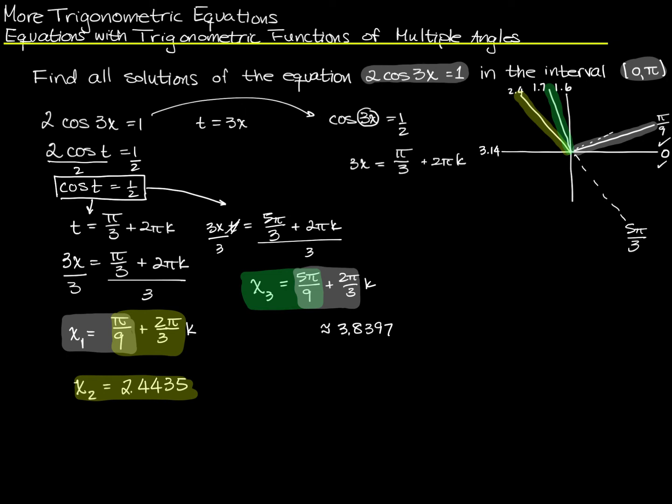Pi over 3 is not a solution. Pi over 9 is a solution because 3x is pi over 3. 3x equal to pi over 3 is a solution, not x equal to pi over 3. All right, I hope that's clarified a few things.